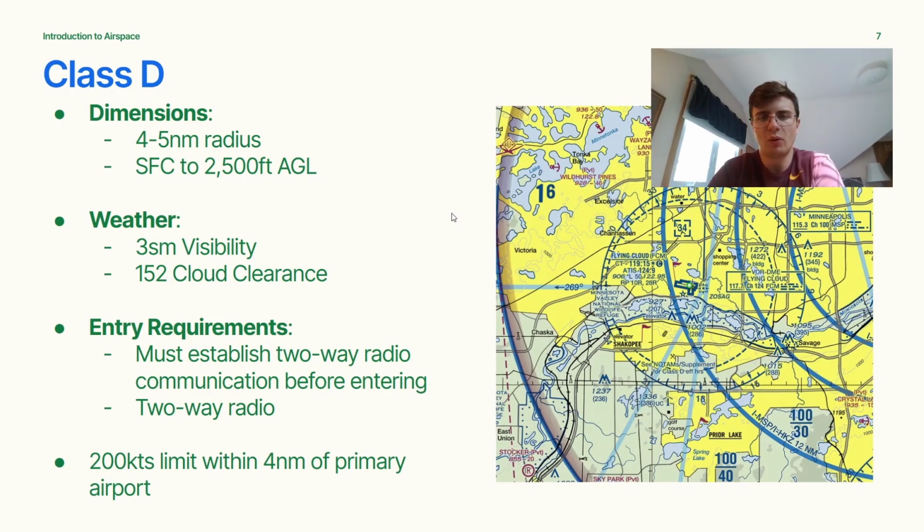For weather requirements to enter Class Delta as VFR traffic, you need to have at least 3 statute miles of visibility and maintain that 152 cloud clearance. Again, that's 1,000 above, 500 below, and 2,000 feet horizontal. In order to enter Class Delta airspace, you must establish two-way radio communication before entering, and you must have at least a two-way radio. Your speed limit for Class Delta airspace is 200 knot limit within 4 nautical miles of the primary airport. So again, that's the same as our Class Charlie speed limit.